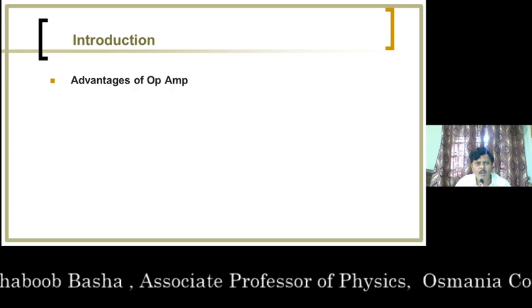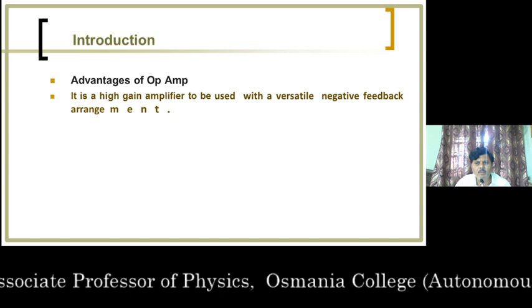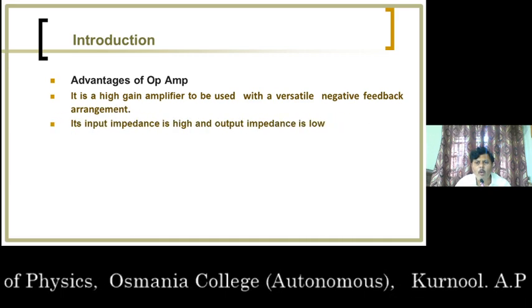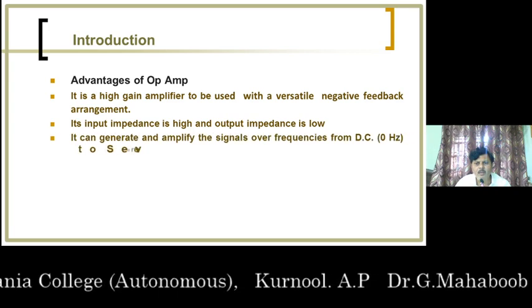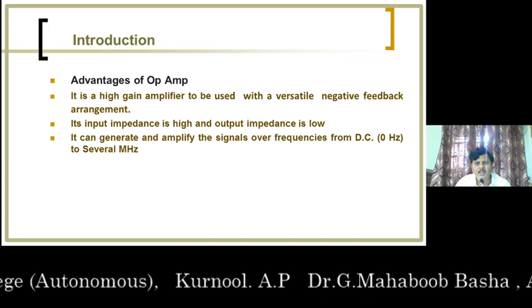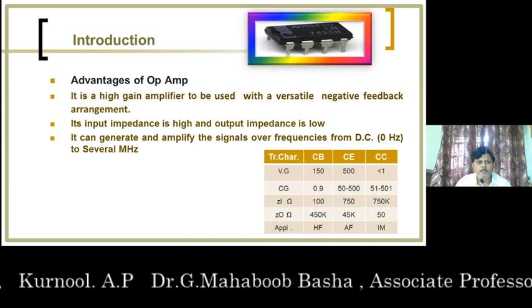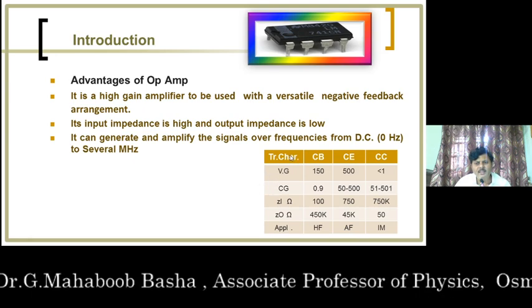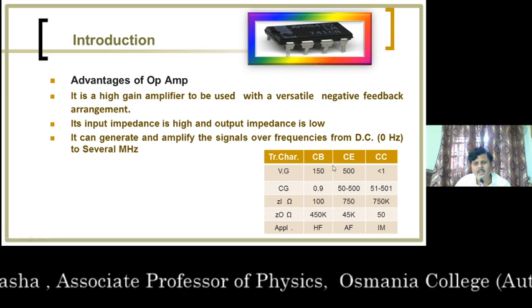So, advantages of an op-amp. It is a high gain amplifier to be used with a versatile negative feedback arrangement. Its input impedance is high and output impedance is low. It can generate and amplify signals over frequencies from 0 Hz to several megahertz. Now, to understand the advantages of an op-amp, know more about transistor characteristics. Why? Because this IC741 is made up of transistors.